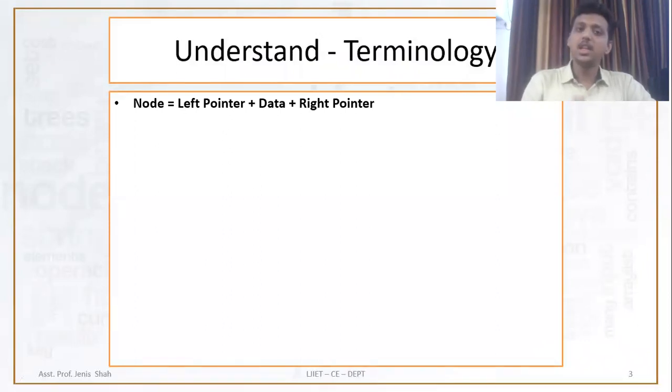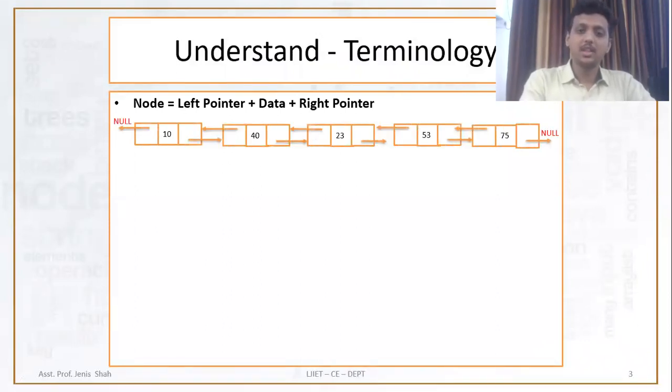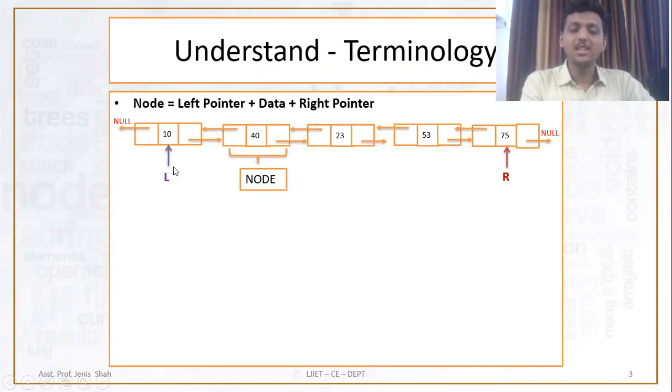In a doubly linked list, the leftmost node is pointed to by L and the rightmost node is pointed to by the R pointer. So L is a pointer which points to the leftmost node of the list and R is a pointer which points to the rightmost node of the list.